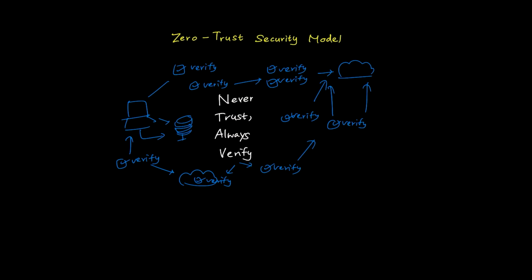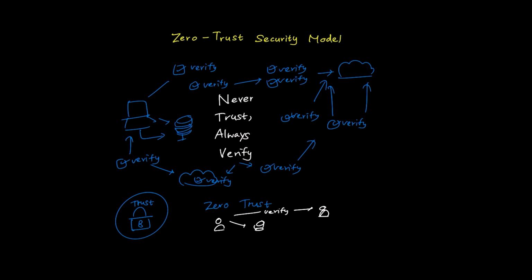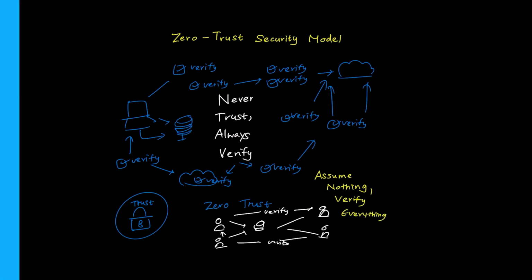It's like requiring ID checks for every room in a building, even for people already inside. This paranoid approach is actually perfect for cloud environments where traditional perimeters don't exist. Perimeter security trusts internal traffic. Defense in depth adds layers without removing trust. And shared responsibility defines duties without addressing trust. Zero trust uniquely assumes no inherent trust anywhere in the system.